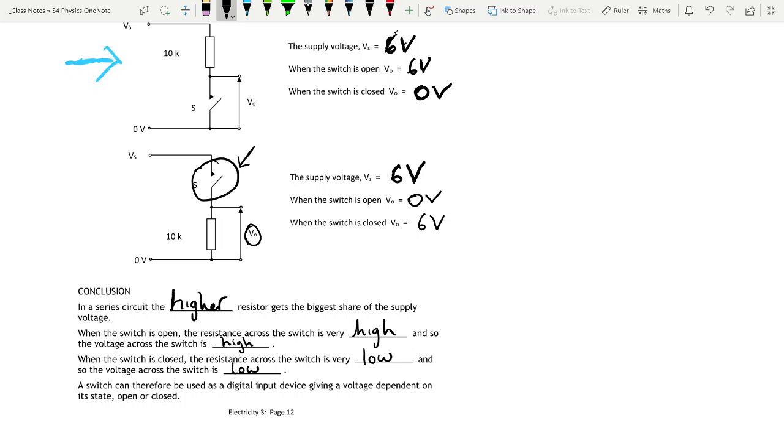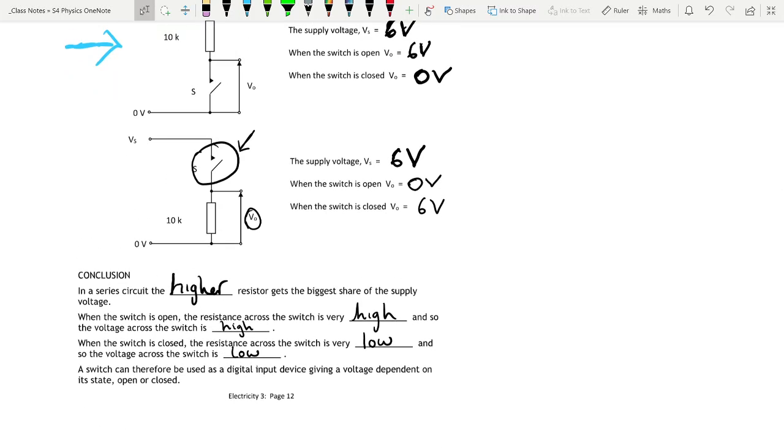A switch can therefore be used as a digital input device given a voltage dependent on its state, open or closed. So if the switch is open, it will get all of the voltage across it, so there will be 0 volts across anything else. Sorry, scratch that. If the switch is closed, it will get 0 volts, so the voltage will go elsewhere. If the switch is open, it will get all the volts, so anything else will get 0 volts. Right, getting a bit tongue-tied there.